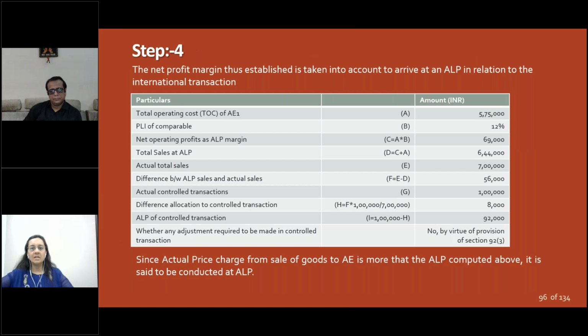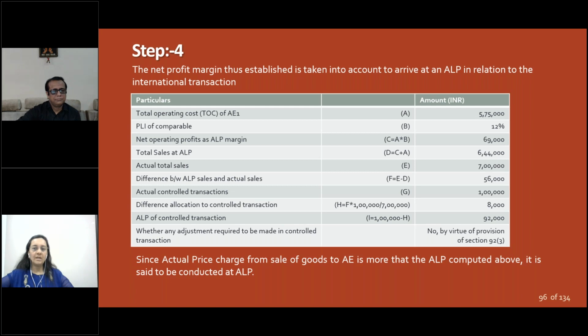Now, how do I determine the arm's length price? If you remember, my total operating cost was 5,75,000. The PLI of comparables is 12%. So my net operating profit becomes 69,000. Based on 69,000, my sale should have been 6,44,000. My actual sales is 7 lakhs. The difference between my actual sales and the ALP sales is 56,000. My actual controlled transaction, which was sale to the AE, was 1 lakh.